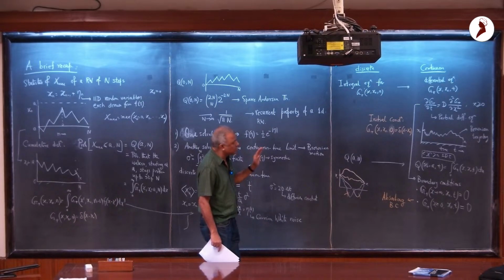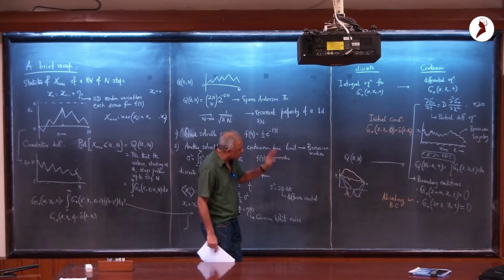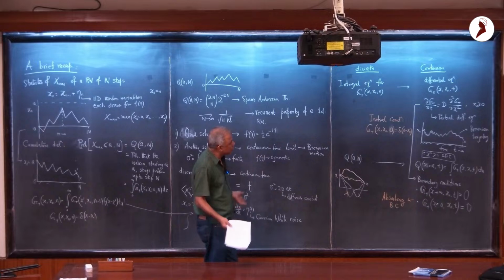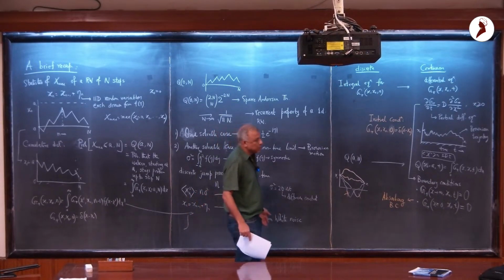So you have a partial differential equation in a given domain. I have supplied you the boundary conditions. I have supplied you the initial conditions. So there must be a unique solution to that problem. Okay?